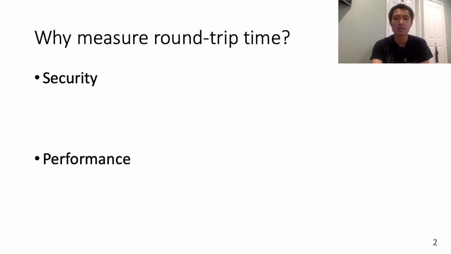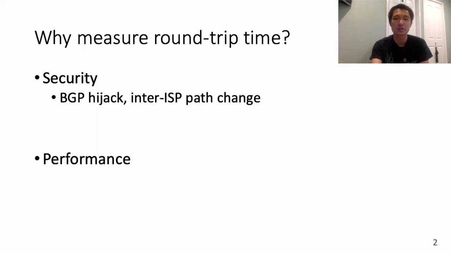First, RTT can be used for security reasons. An abnormal, unexpected increase in RTT could signal a BGP hijack attack downstream, when traffic is rerouted to another autonomous region, or AS, either accidentally or maliciously. Also, an IP spoofing attack could be detected when RTT to the attacker differs from that to the victim.